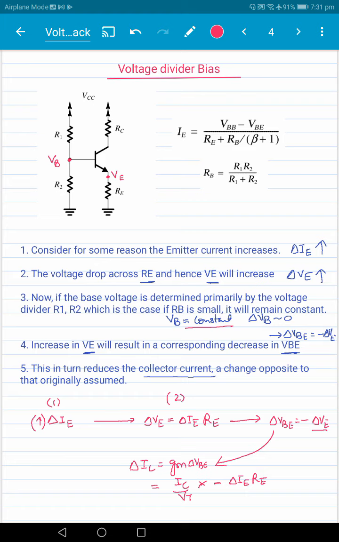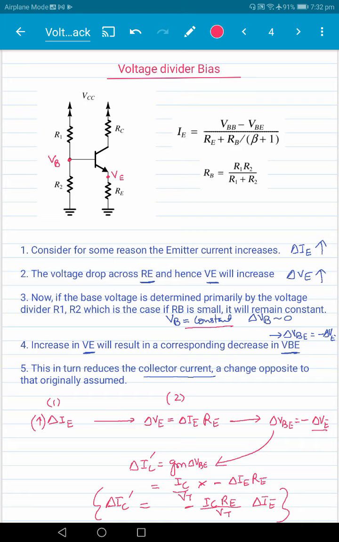So what it says is the following, that there is a corresponding change here which is equal to IC RE by VT times the original change, delta IE, with a minus sign. So there's a new change here, we can call it, because of the negative feedback. There's a change in collector current which is given by this term here, right? So that is what this particular explanation says. All the points 1, 2, 3, 4, 5 are exactly from the book, and this is stating how the negative feedback is operating.